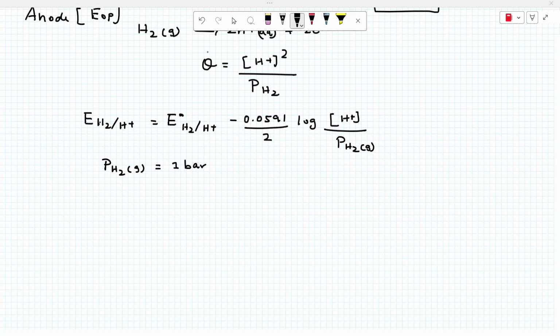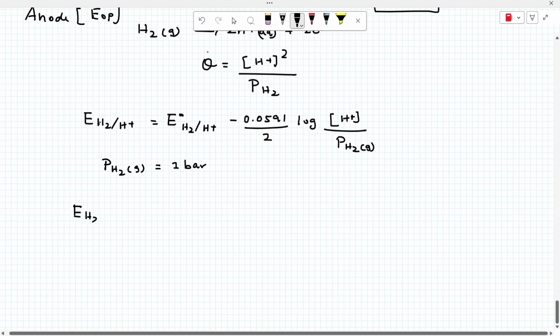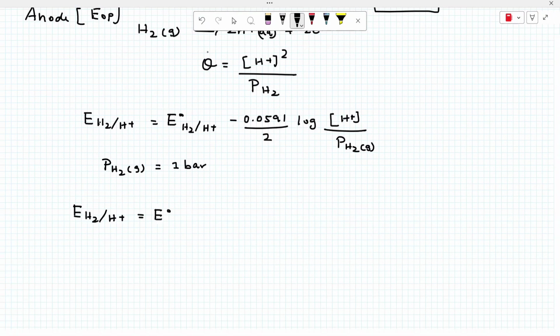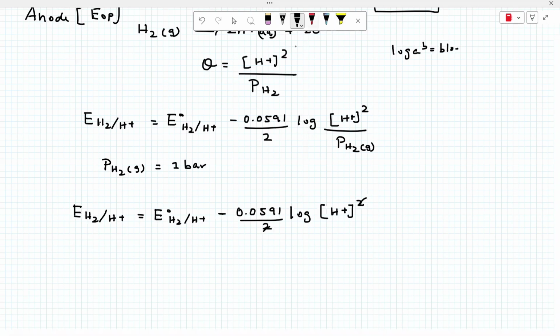Now we are going to change the formula. That is E for H2 and H plus, then E naught for H2 H plus, minus 0.0591 by 2, log of H plus whole square. We know very well log a power b is equal to b log a. So what can we do? This 2 cancels, yes or no? So I remove this 2.